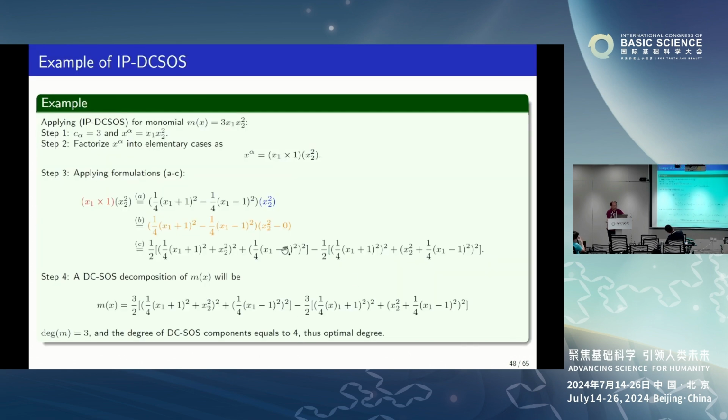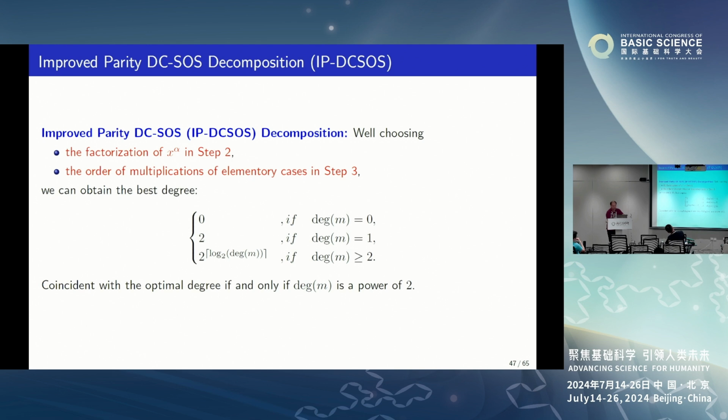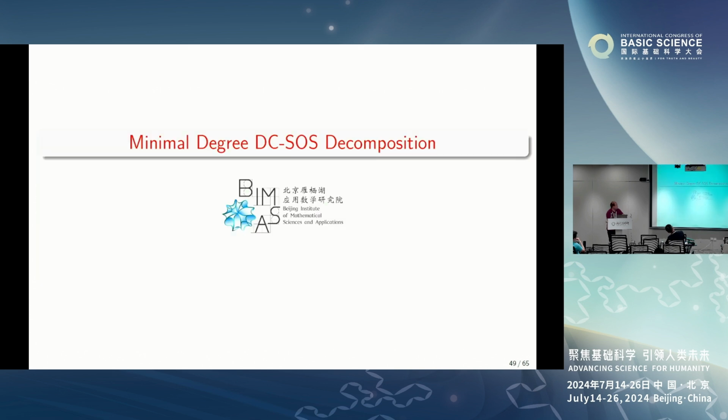Here is a special case because we have minimal degree 4. But if you get an example, for example, x1 with 2, x2 with 3, in this way, you cannot get it, because based on this... And here, how to get a minimal degree? So you cannot use the improved parity one. Improved parity has some limitation, even despite it's very easy. But here we propose what's called the minimal degree one.